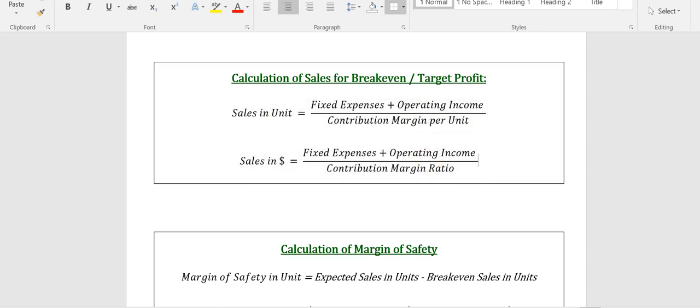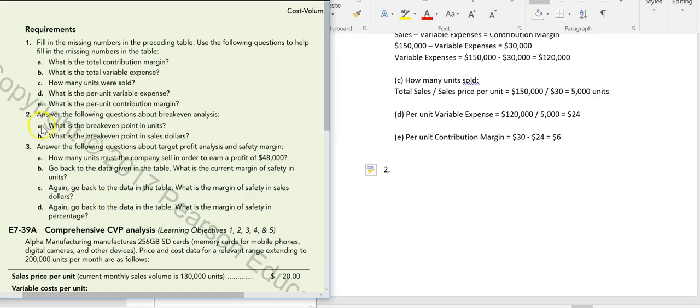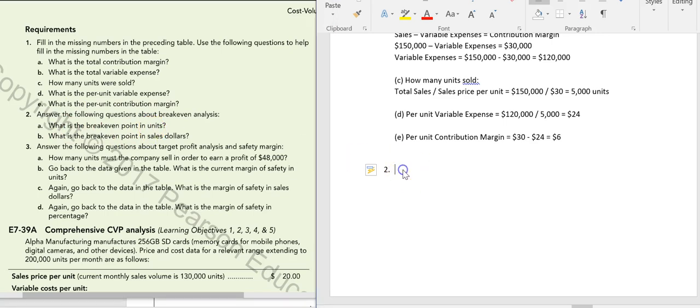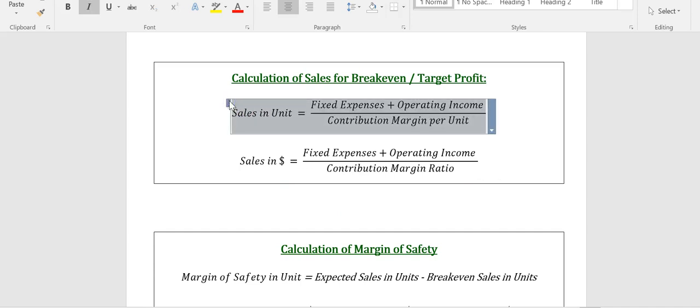So let's do the first one, question number 2, requirement number A: what is the break-even point in units? Alright, so we will use this formula, break-even point in units, and we will plug in the numbers.